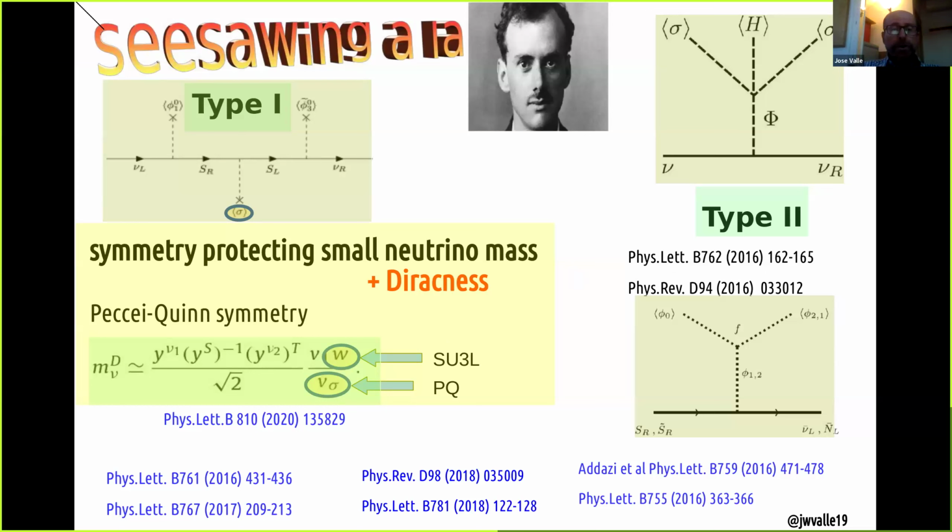But it is possible. All these blue references that you read are references either on UV complete constructions with Dirac neutrino masses or just operator classification. In particular, I mentioned here that the underlying symmetry behind the Diracness of the neutrino can have a high pedigree. It can be just a Peccei-Quinn symmetry that plays this role. This was considered in this paper here.